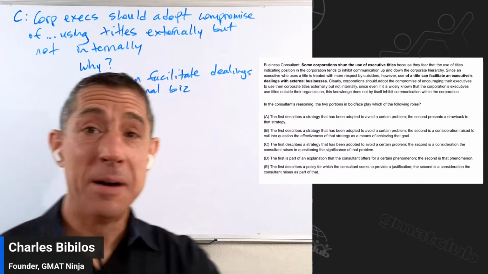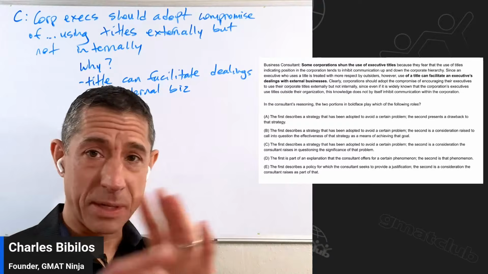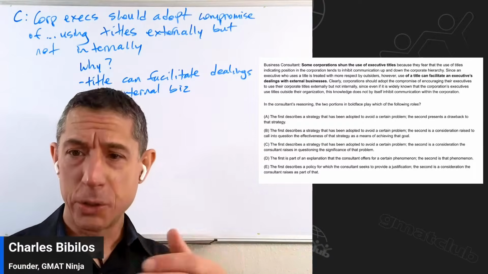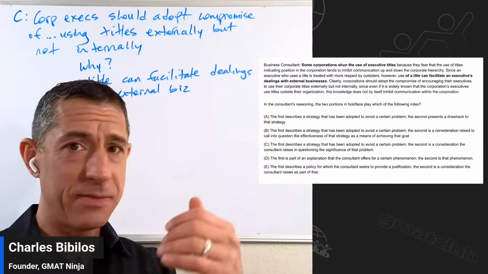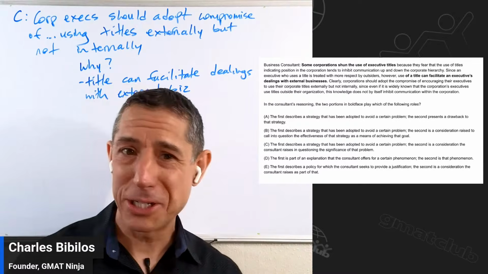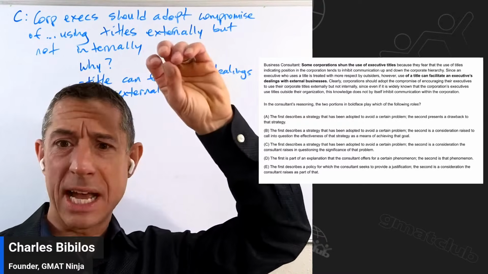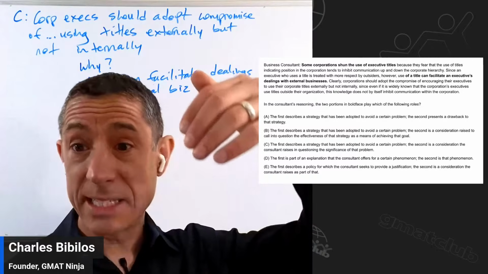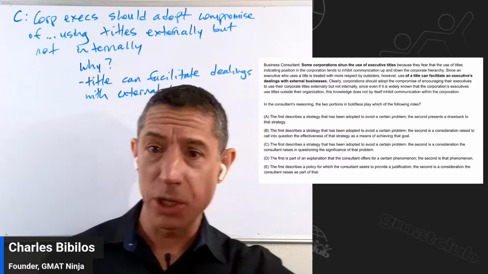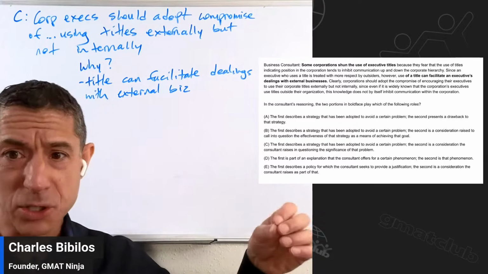Okay. Same deal. I'm ignoring the bold at first. Conclusion, nice clear one at the end. Very nice to us this time. Corporations should adopt the compromise. I cut some words off there in the interest of time, but should develop the compromise of encouraging their executives to use their corporate titles externally, but not internally.